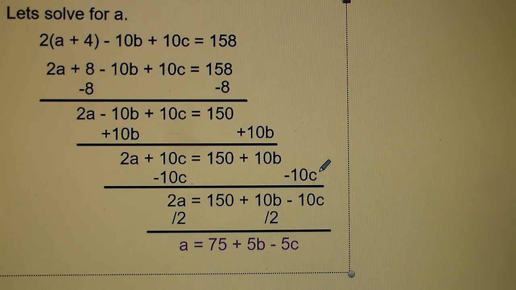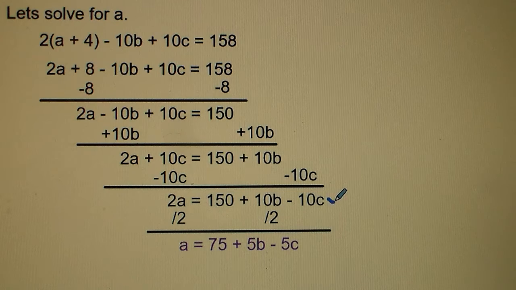So right now we're at this line right here as far as our notes. So 2a equals 150 plus 10b minus 10c. We then divide by 2. So all of this is getting divided by 2. So 150 divided by 2 gets you 75. 10b divided by 2 gets you 5b. Negative 10c divided by 2 gets you negative 5c. So that will be our answer when a is all by itself.